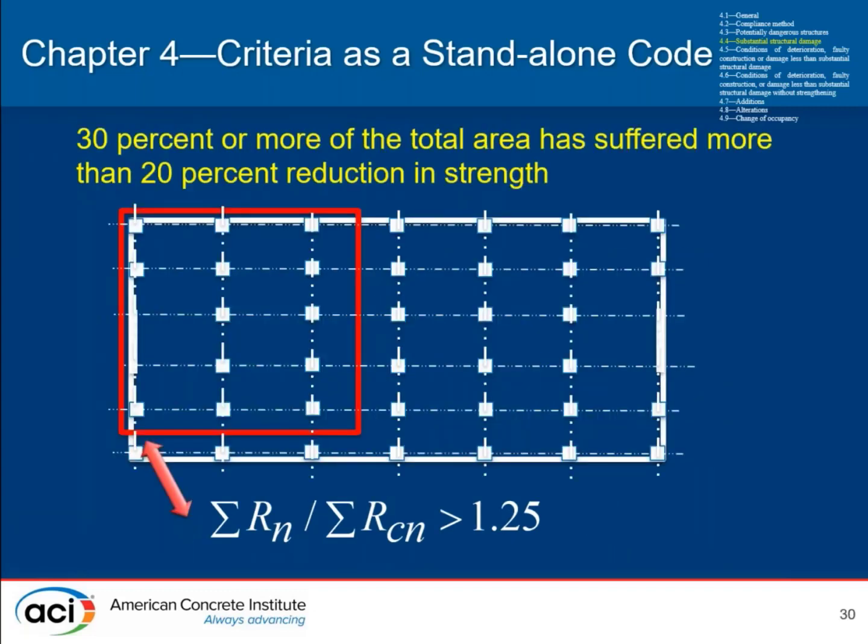This slide is helping to make that point. It's indicating a region of a gravity load resisting system where the nominal capacity of the columns supporting at least 30% of the total floor area has been reduced by at least 20%. So maybe it's not all of the columns on the floor, but it's columns supporting at least 30% of the floor that define the criteria for substantial structural damage.